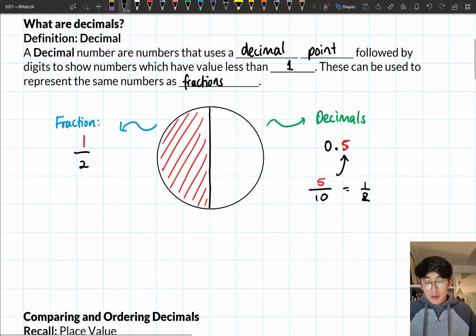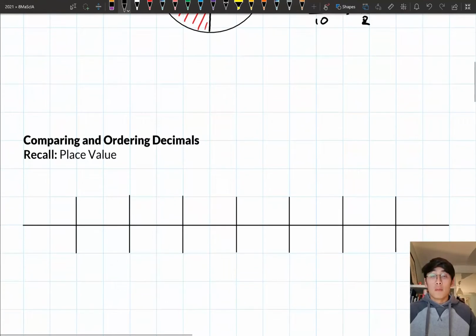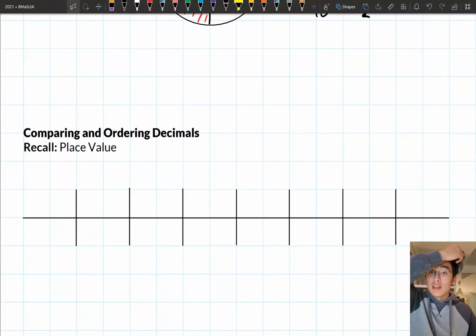So the first thing we want to be able to do is order and compare decimals. The way that we need to do this is by recalling the place values. You might remember from primary school or in year 7, you talked about place values. When you write a number in decimal form, each of those digits has a different place value.